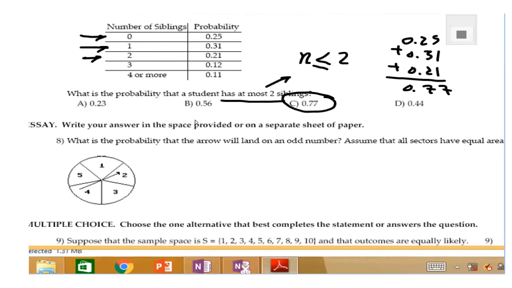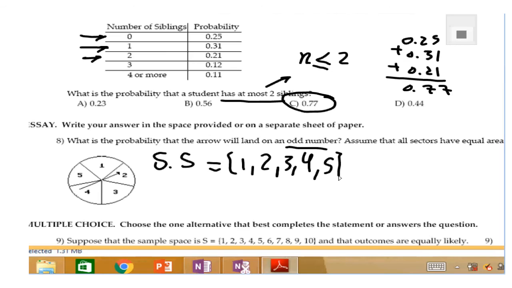For number 8, what is the probability that an arrow will land on an odd number? Notice that this is a spinner. When you spin the spinner, sometimes I'm dividing the spinner into colors, sometimes into numbers, arranging consecutive numbers like 1, 2, 3, 4. I may write 10, 20, 3, and 5. I may choose the numbers. But here, the outcomes or the sample space is 1, 2, 3, 4, and 5. Or the spinner stands at 1 or 2 or 3 or 5. What's the probability to stand on odd?